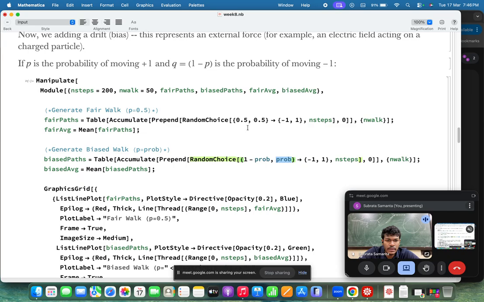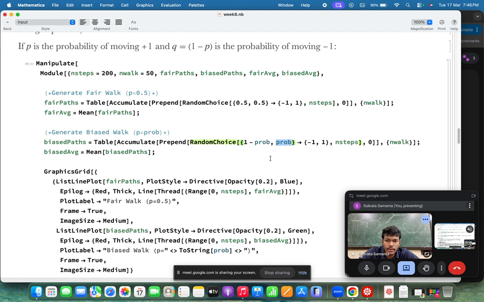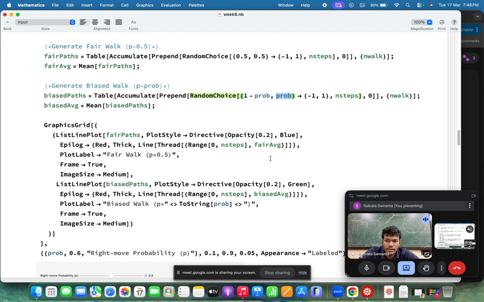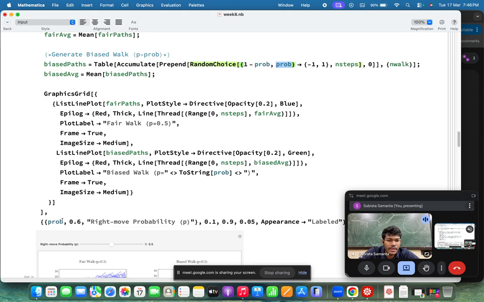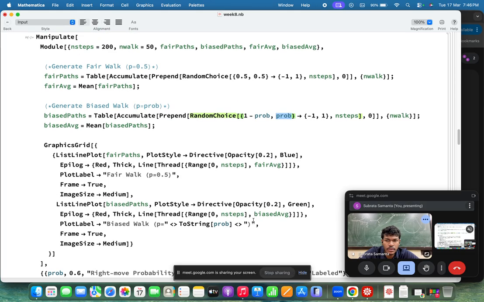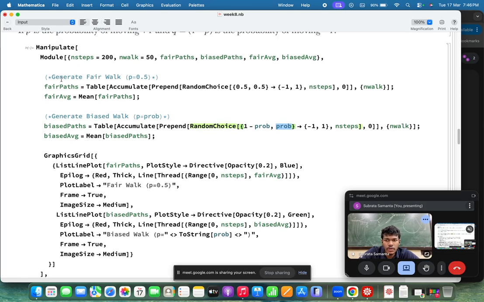And the probability of getting minus 1 is 1 minus p. And the probability is basically the variable that goes from 0.1 to 0.9 with a step of 0.05, and I manipulate things. So, the first one is the fair walk: the probability of moving plus 1 is half, and the probability of moving minus 1 is half.